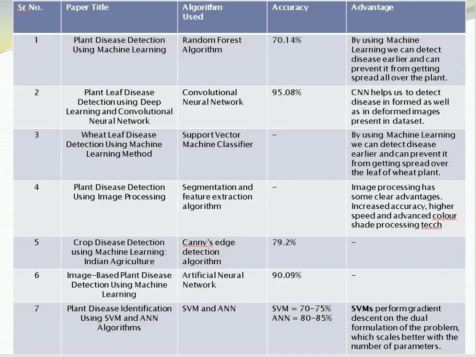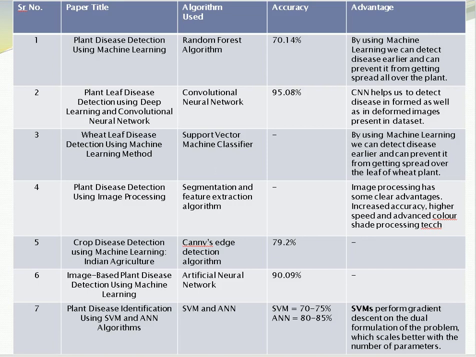We had considered in total 7 papers in which they had used different algorithms of machine learning and some algorithms of image processing also. In first paper, they had used random forest algorithm which gave an accuracy of 70.14%. In second paper, which we are going to implement, have used the CNN algorithm giving accuracy of 95.08%. Next is the SVM, which is support vector machine algorithm, which didn't give an accuracy at all. It was just a brief study of that project.